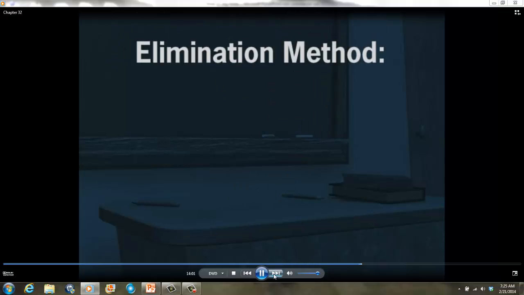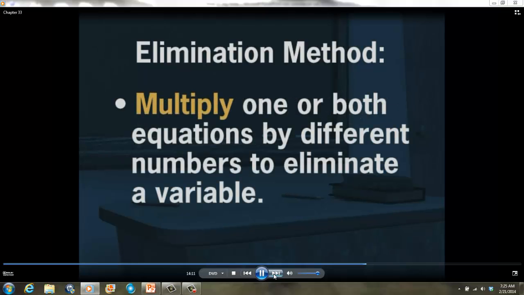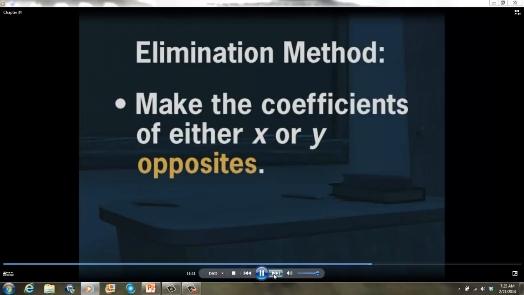To solve a system of equations using the elimination method, make sure the equations have like terms aligned in columns. For some systems of equations, it may be necessary to multiply one or both equations by different numbers to eliminate a variable. Remember that the goal is to make the coefficients of either x or y opposites.